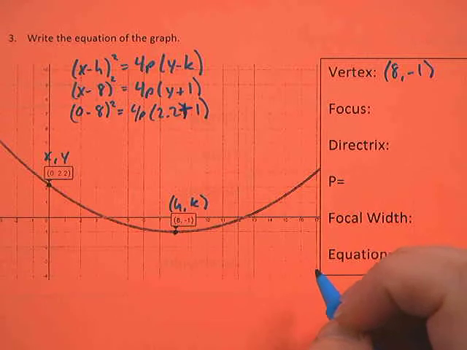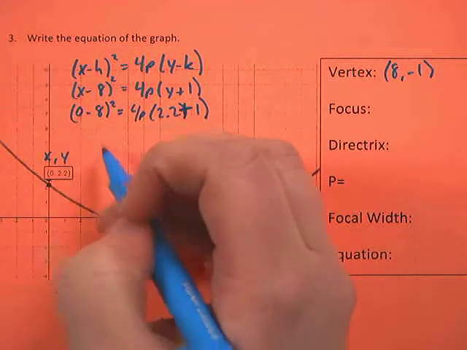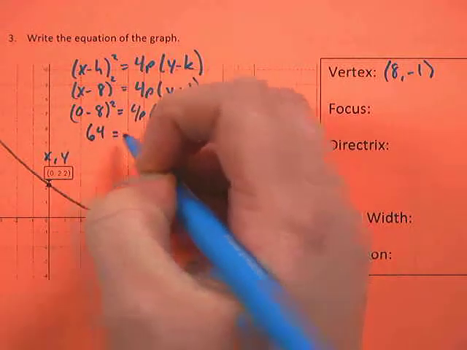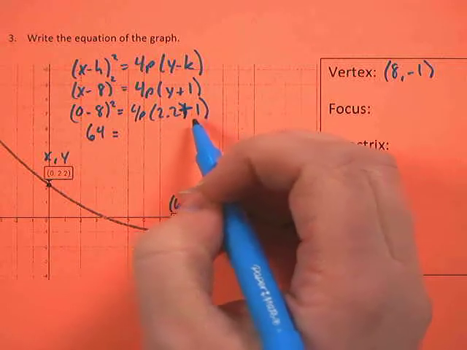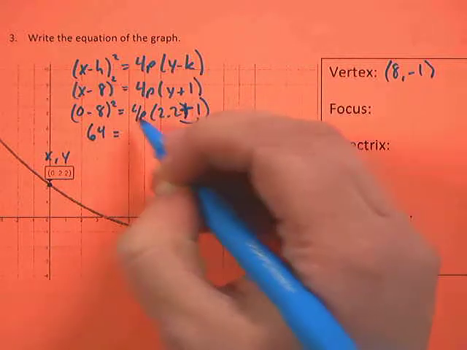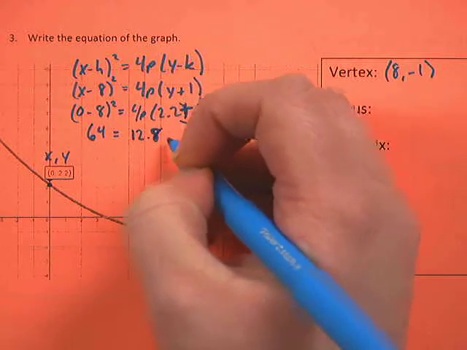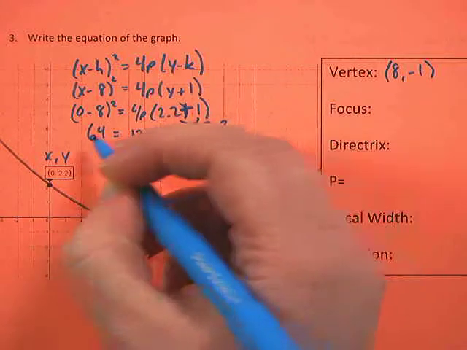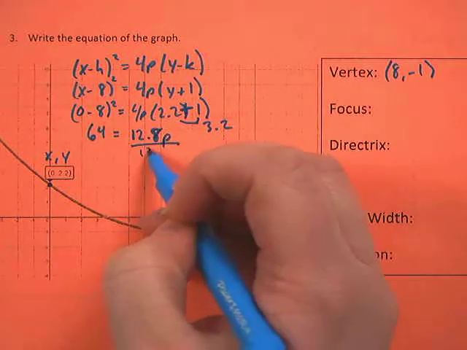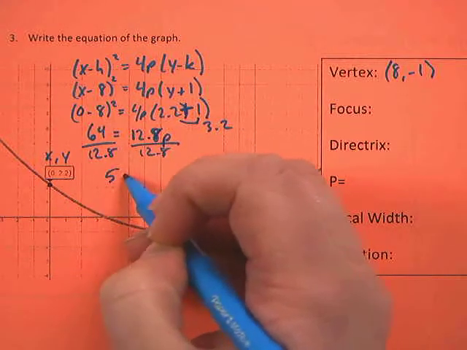Okay, so now we just have to solve for p. So 0 minus 8 is -8. -8 squared is 64. 2.2 plus 1 is 3.2. 3.2 times 4 is 12.8. So we have 12.8p on this side and 64 over here. So then we just have to divide by 12.8. And we get that p is 5.